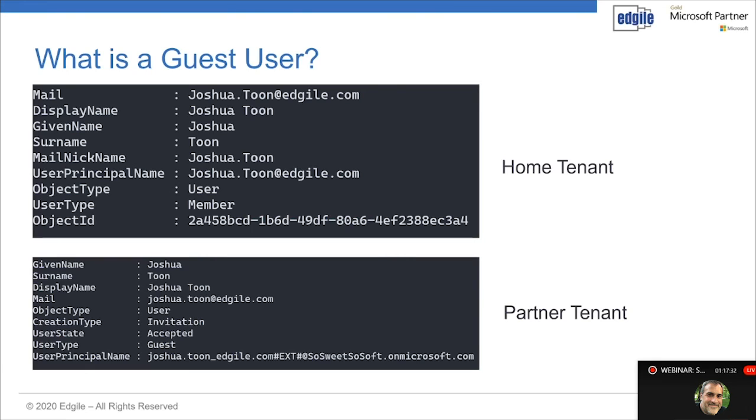Guest users are something that I mentioned earlier. A guest user is a user that's in my Active Directory, but they come from what we call a partner tenant. So my home tenant, if I'm at Edgile and I'm Josh, I'll log in and get information about my user, and it's going to say I'm Josh Toon at edgile.com. If I go to any one of our customers that are federating with us or creating guest users with us, it'll still say my mail is joshua.toon@edgile.com, but it'll give me a different user principal name. It's something that tells Microsoft, yes, this is Josh Toon at Edgile, but he's being authorized to access information at SuiteSoSoft.